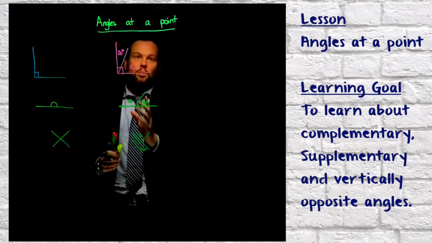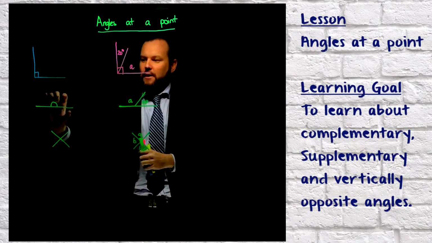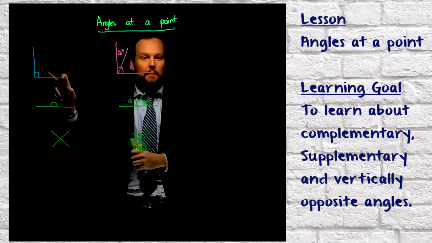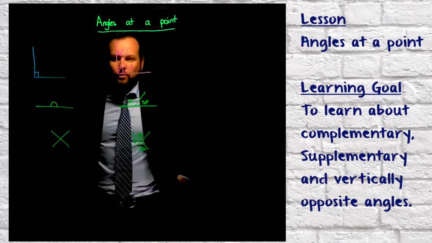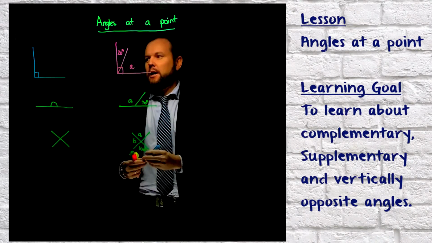Today we're looking at angles at a point, and basically what that means is we're looking at the different types of angles that are formed when shapes have a certain amount of degrees. So the first one we're looking at here is a right angle, okay? Now, you should all know that a right angle equals 90 degrees, okay?